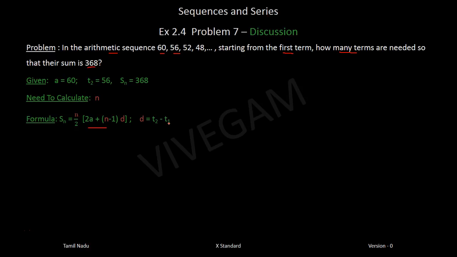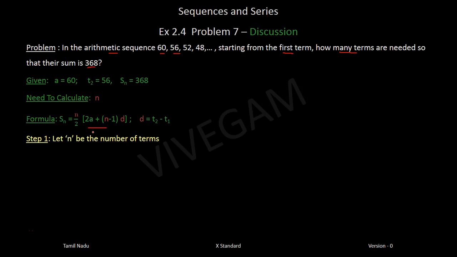So d is T2 minus T1. Here T2 we know, T1 we know. T2 is 56, T1 is 60. So d can be calculated. Once d is calculated, substitute the d here, and then you get this equation. Everything will be known except n, which means n can be calculated. Okay, so let's put the steps out for it.